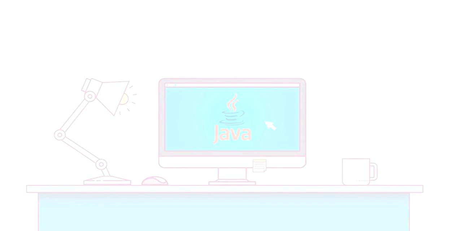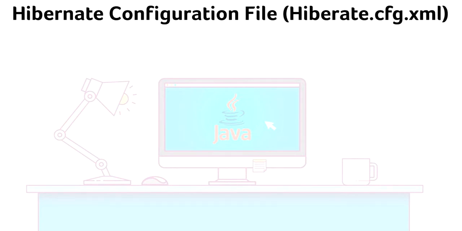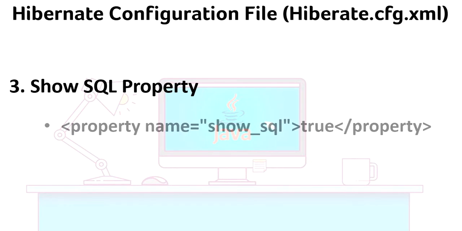The next property we have to check is the show_sql property. This is a simple property. The way it is written is property name show_sql, and you have to set it to true. If it is false, it won't work. This tells Hibernate to show all the SQL queries which we are running in the program. So let's try that out.